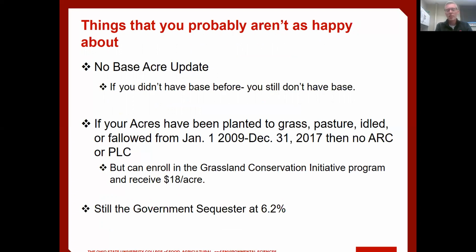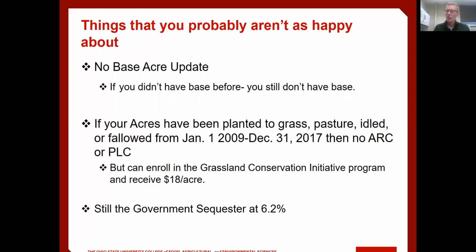And one of the other disadvantages is that if you've had acres that have been planted to grass, pastured or idled between January 1st of 2009 and December 31st of 2017, so if it was pasture, grass, or idle during all those years, you lose your ARC and PLC payments. You get to keep your base acres, but you no longer get ARC and PLC payments. Instead, you can enroll in the Grassland Conservation Initiative, which is under the Conservation Stewardship Program, for $18 an acre. So you no longer get payments. You get to keep your base, but you can now enroll under this Grasslands Conservation Initiative program for $18 an acre.